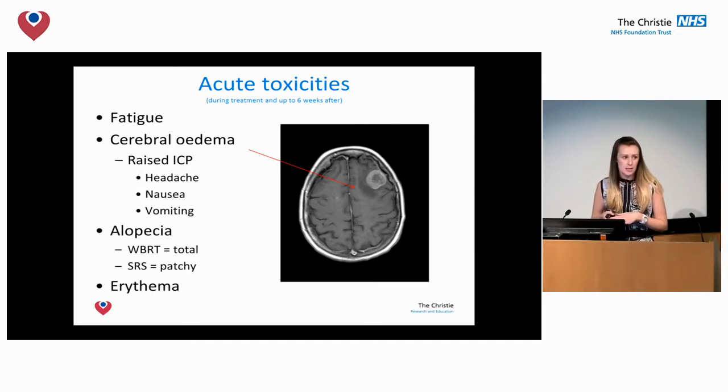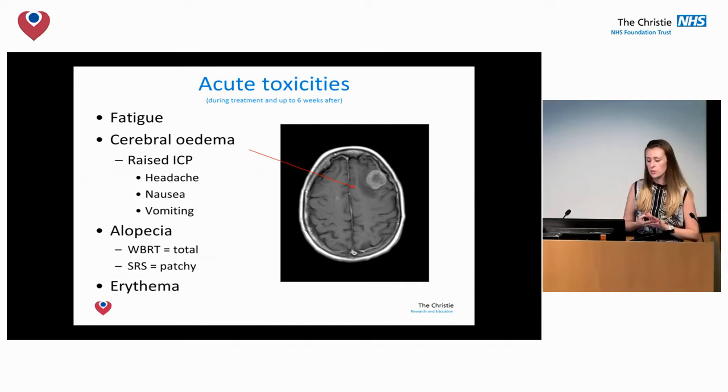Alopecia is very common. It's experienced by everybody that has radiation to the brain. If you're having whole brain radiotherapy, the patients will lose hair from the whole of their head. For patients that undergo SRS treatment, it's patchy hair loss related to where the beams actually go in.